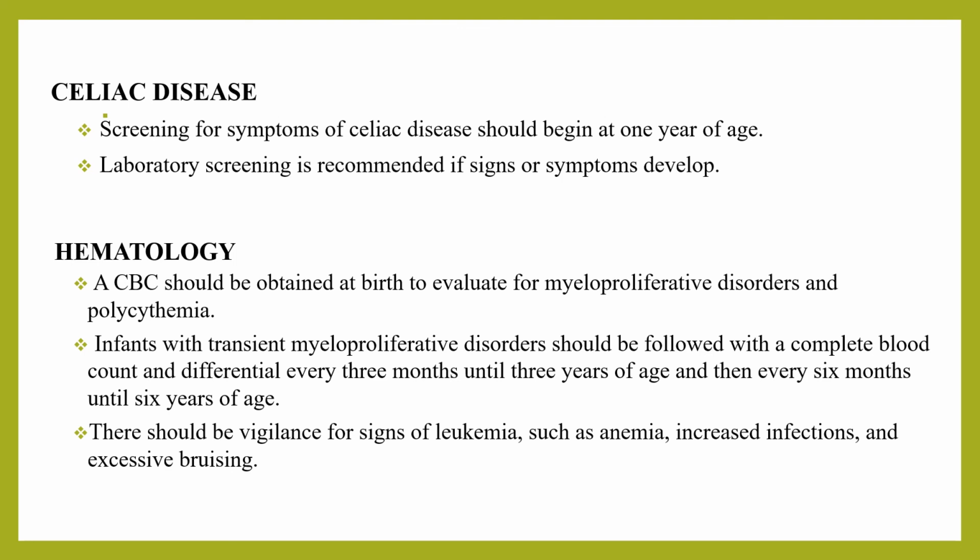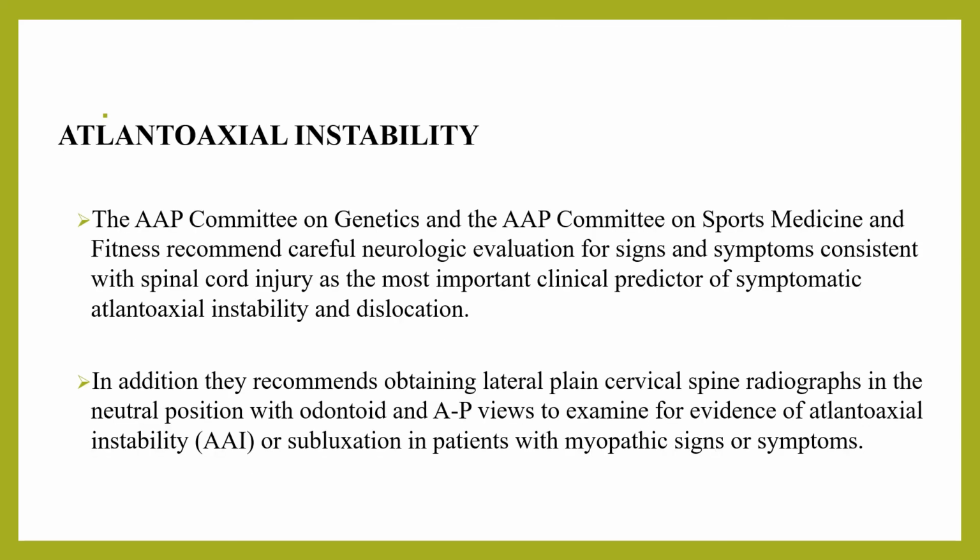The other systemic abnormalities that should be followed and managed are hematologic abnormalities. A complete blood count should be obtained at birth to evaluate for myeloproliferative disorder and polycythemia, as we have said above. Infants with a transient myeloproliferative disorder should be followed with a complete blood count and differential every 3 months until 3 years of age, and then every 6 months until 6 years of age. There should be vigilance for signs of leukemia such as anemia, increased infection, bruising, and other bleeding tendencies.